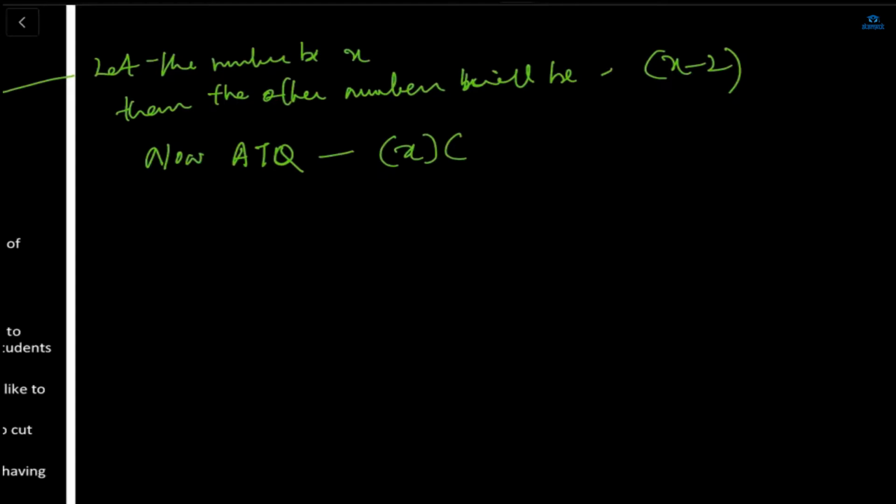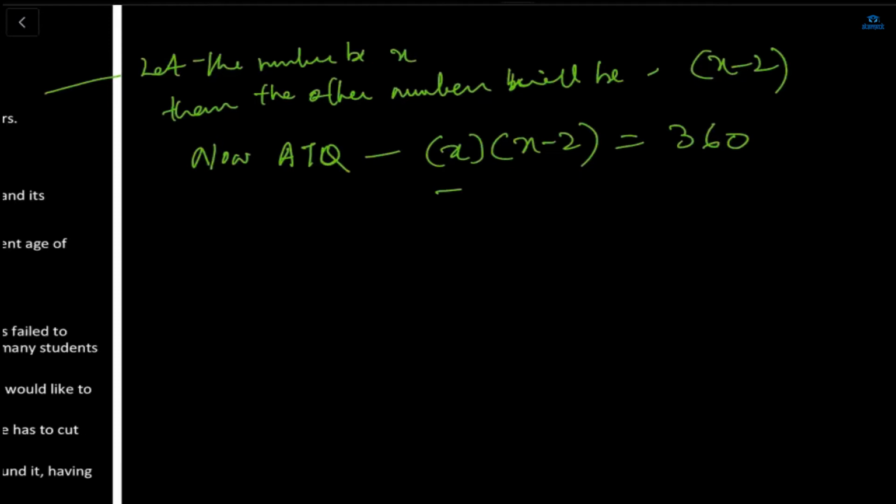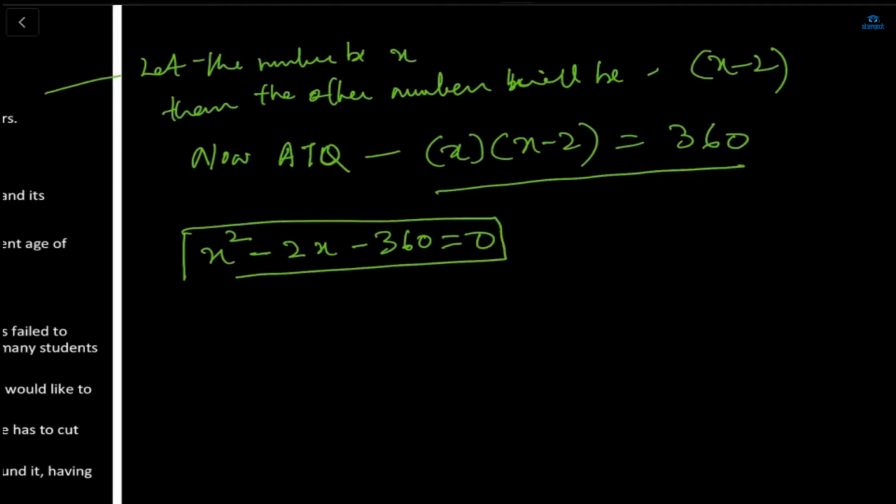x multiplied by the other number, the product of both the numbers, will give you 360. If you solve this, you get a quadratic equation: x squared minus 2x minus 360 is equal to 0. This is your quadratic equation, and after this, I think you know how to solve it. There are two different ways, and you can solve it in any of the ways.